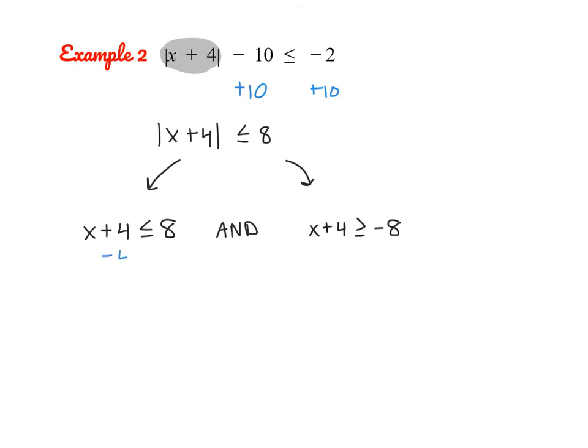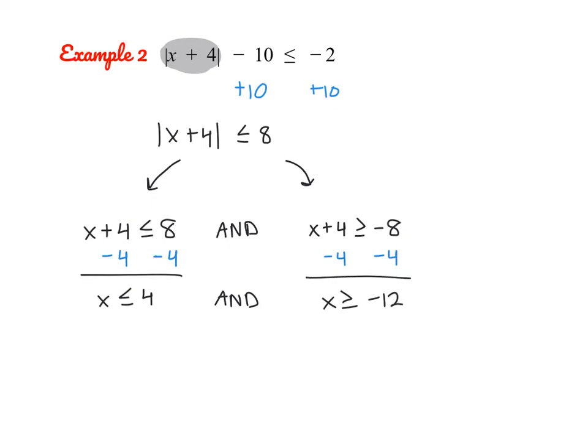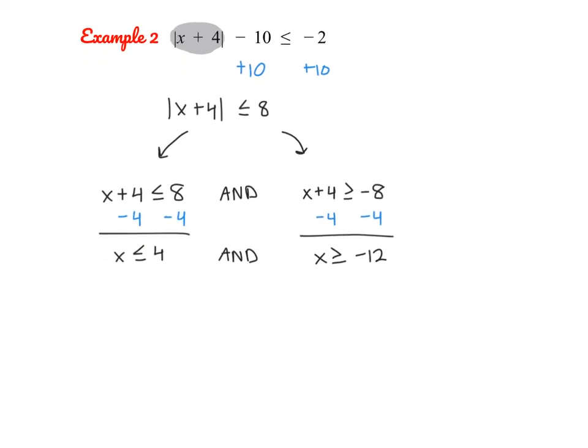So let's finish solving. So x is less than or equal to 4, and subtract 4 from each side, x is greater than or equal to negative 12. So this we can actually combine into a single inequality. Just to help you visualize, here's negative 12, here's 4. So it does need to work for both of these.